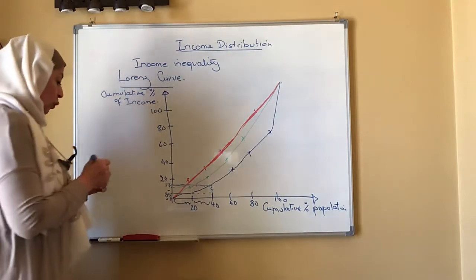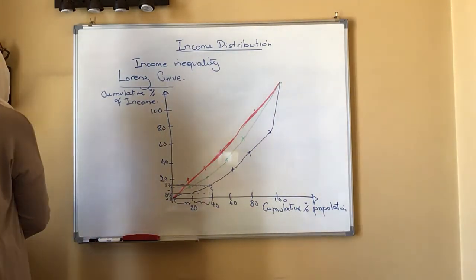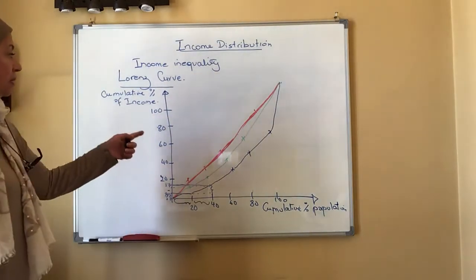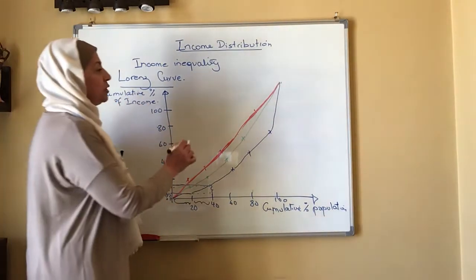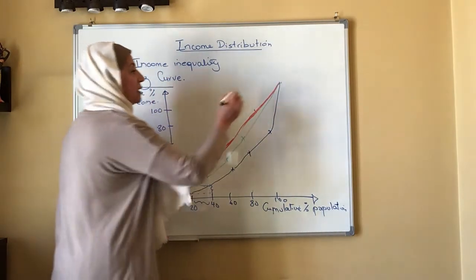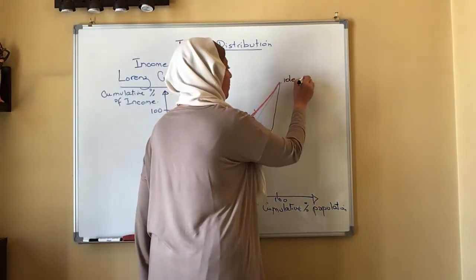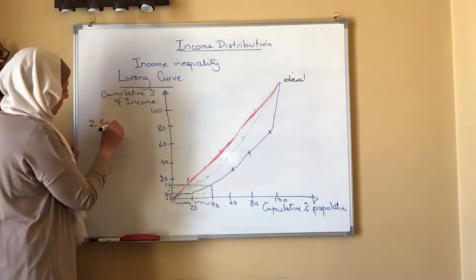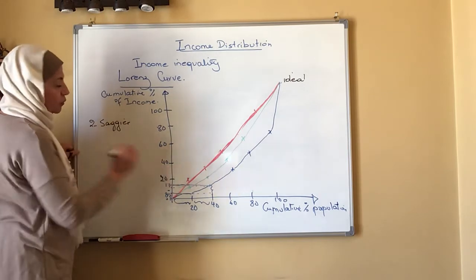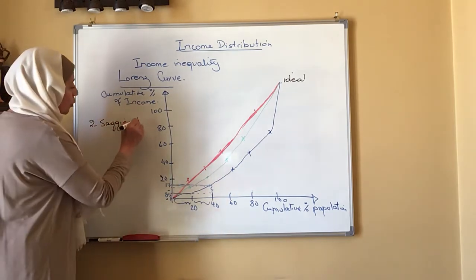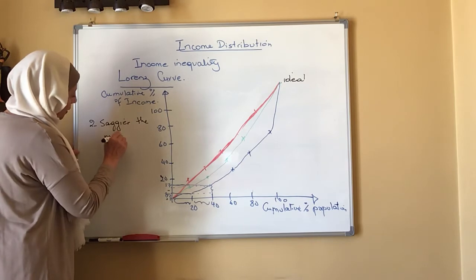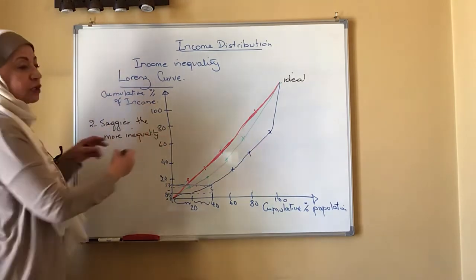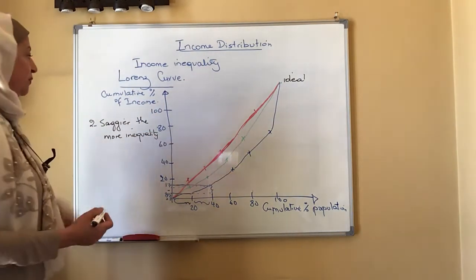So what you need to know about the Lorenz curve, and probably you will have many questions during the Zoom meeting to ask about this, is that, number 1, the straight line is the ideal. Number 2, the saggier the Lorenz curve of the country is, the more inequality in income distribution. The closer it is to the ideal, the better.